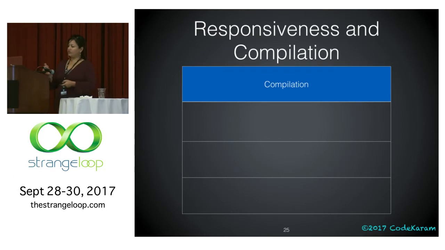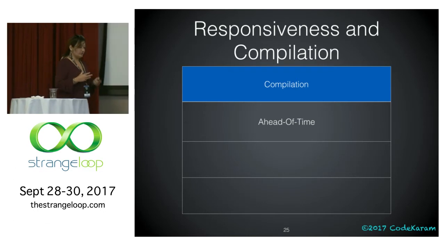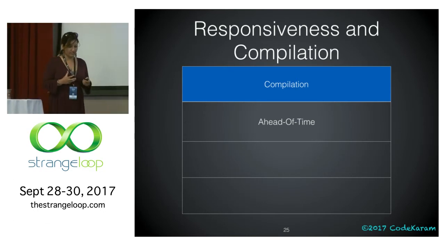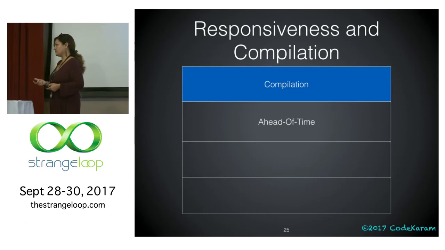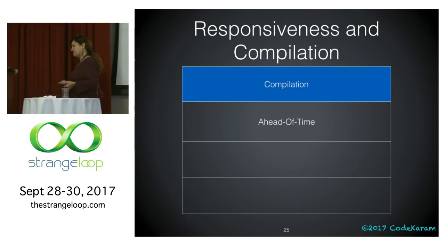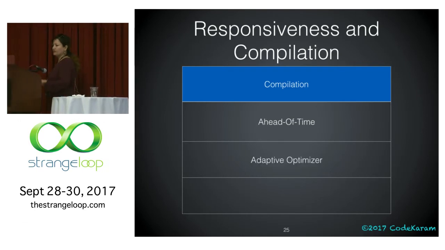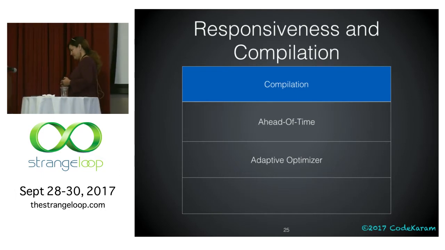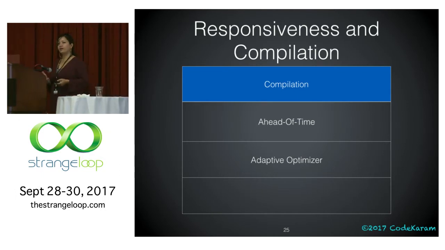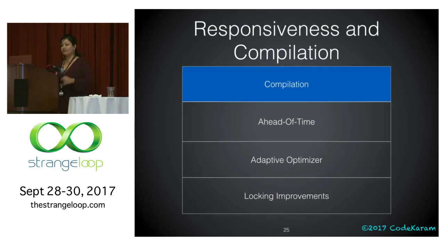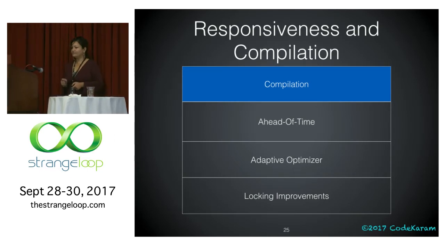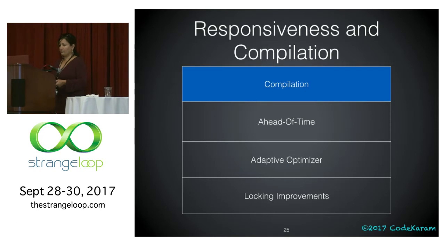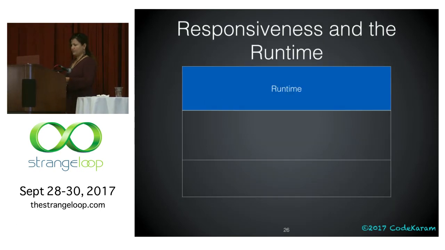What about responsiveness and compilation? Of course, I mentioned ahead-of-time compilation. It helps with improving startup time, and it has just been added in its most basic form in Java 9. We have the adaptive optimizer, and I'll talk about it throughout this entire talk, because there are lots of adaptive optimizations done in the HotSpot compiler. And then locking improvements, which I'll talk about shortly.